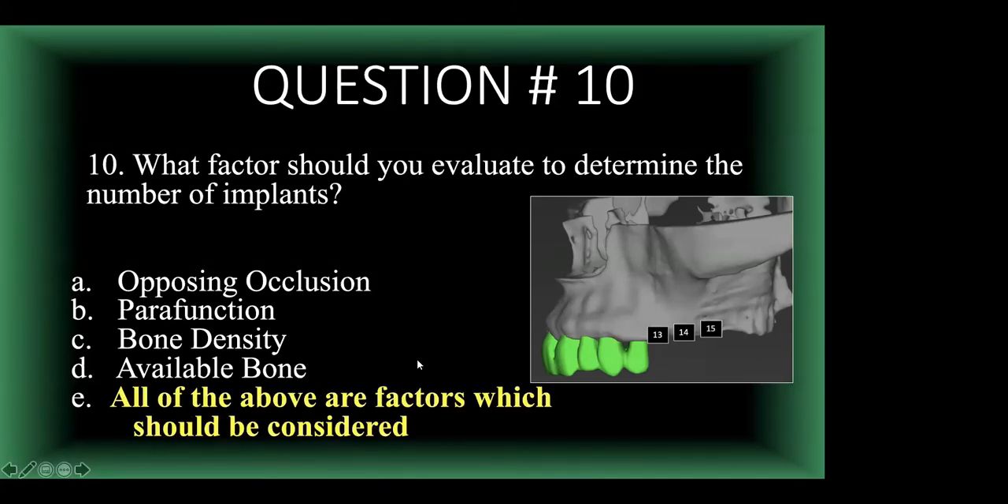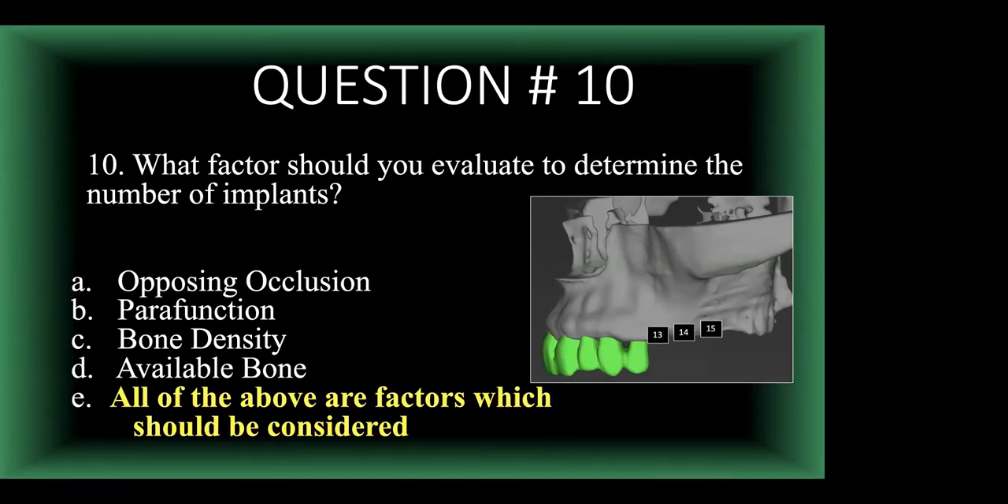So let's go through those. Why did that previous question, was there not enough information? I really didn't tell you about the opposing occlusion, even though at the very beginning I did say that, but in this particular question, I didn't add that. Secondly, is there a history of parafunction?